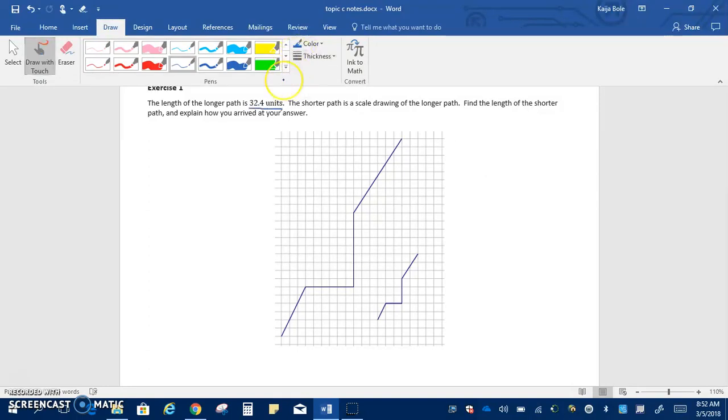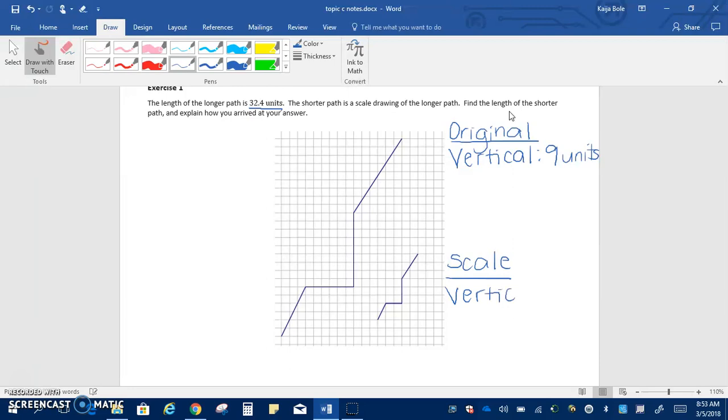Alright, so our original is going to be our longer one. So the bigger one up here is our original. And the smaller one down here is going to be our scale drawing. Okay, so again, we know the entire length of the original. We want to know the entire length of the scale. So we're going to pick a nice line that we can count the units on. So how about this time we do a vertical line. And when you count the vertical line here, you get 9 units. And if we do the same thing on the scale drawing, you get 3 units.